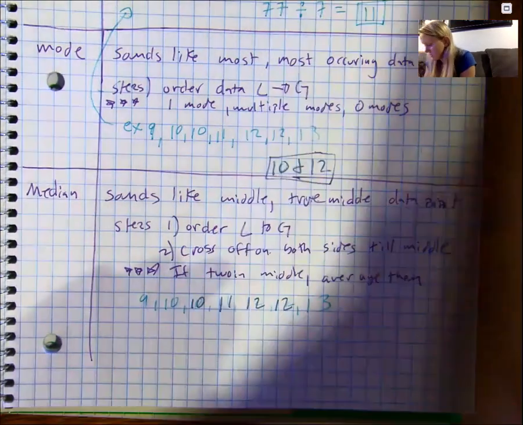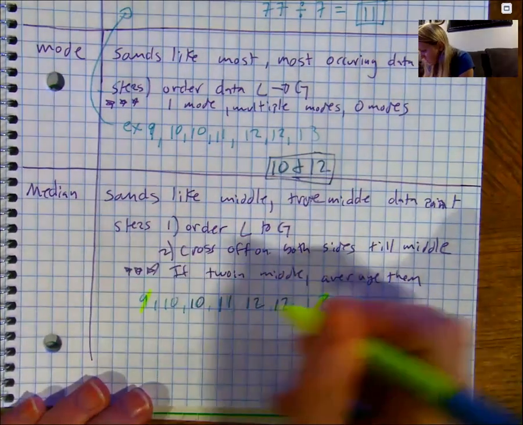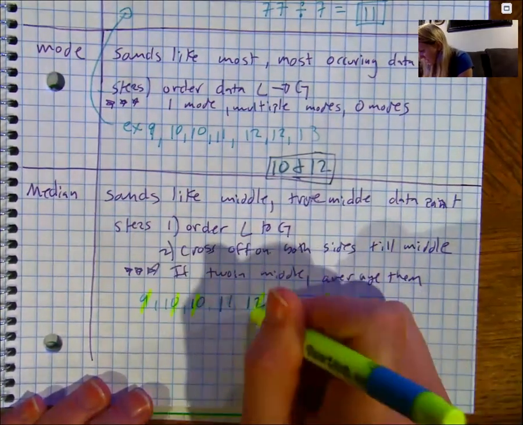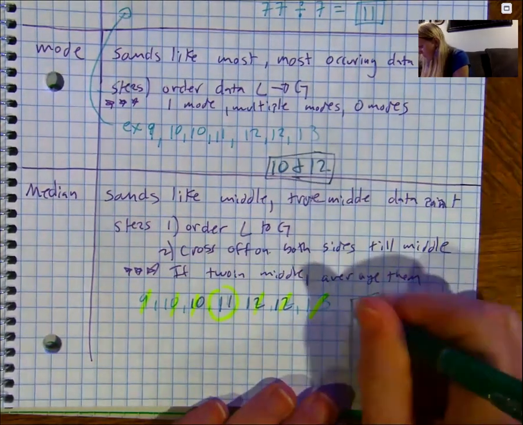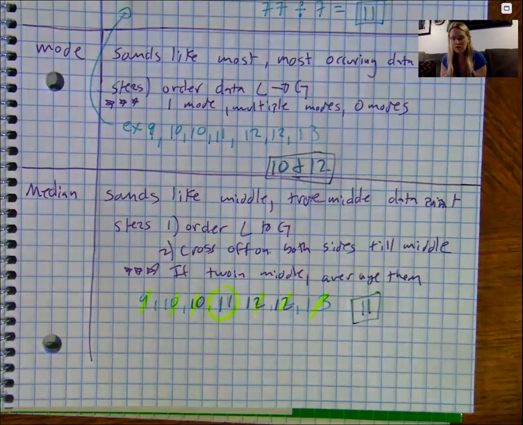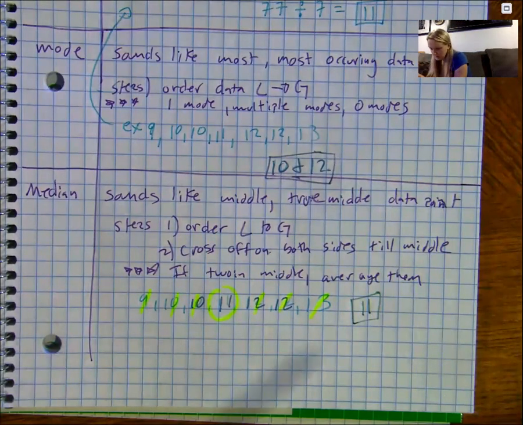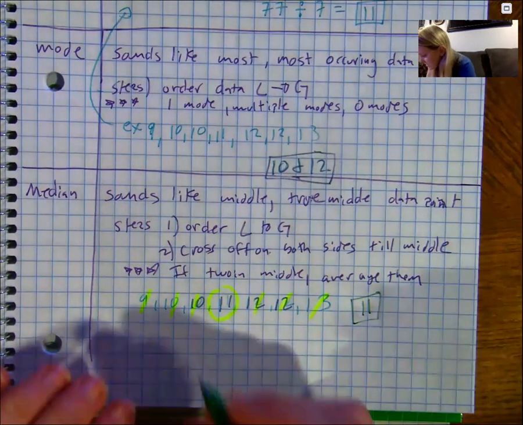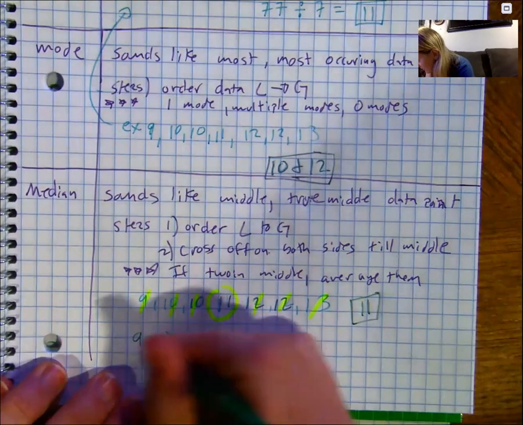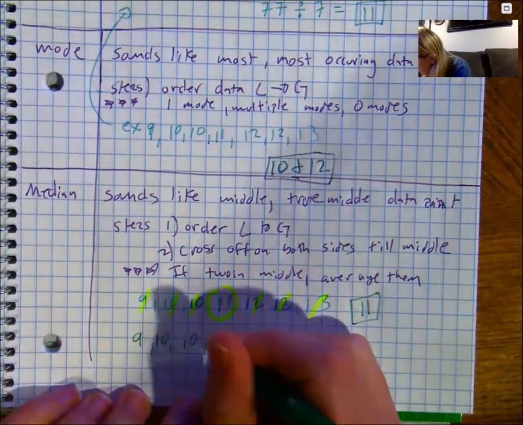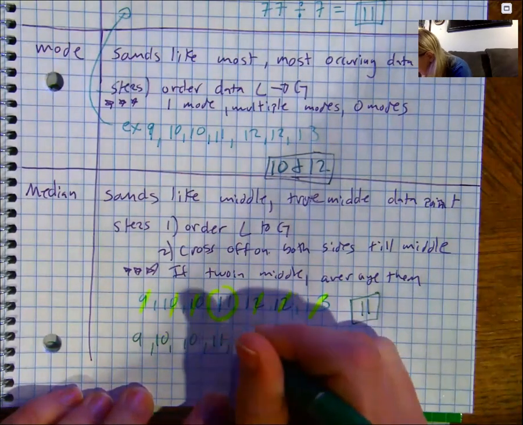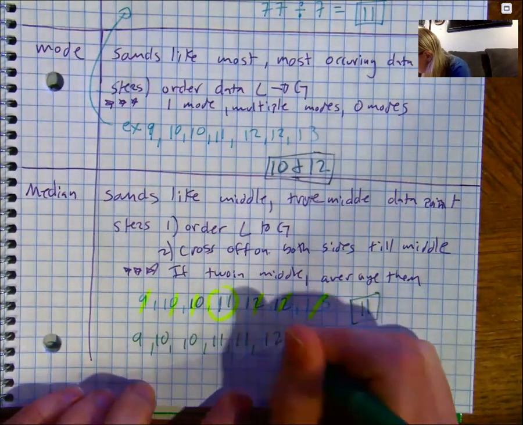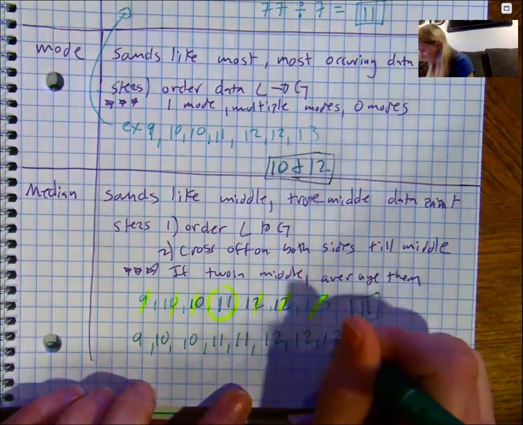Use a highlighter so you can still see. 1, 1, 2, 2, 3, 3. That means 11 is our median. Okay, now if there was an extra number, let's say a little kid snuck in there that we didn't see, and we had 9, 10, 10, 11, another 11-year-old came in, 12, 12, 13.